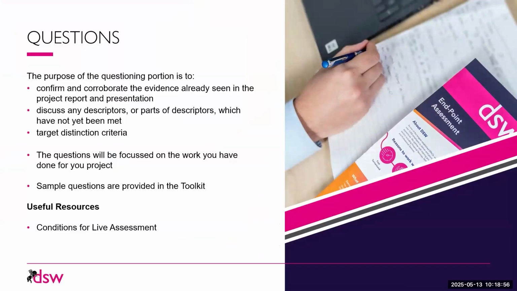And now we'll move on to the questioning. The purpose of the questioning is to confirm and corroborate the evidence that the assessor has already seen within your project report and presentation. So we're looking at any bits that may be a little bit weaker, any bits that we haven't yet seen evidence for, and to confirm that that work has been completed by yourself. It'll also be looking to target distinction criteria, if you have been seeking to demonstrate those.